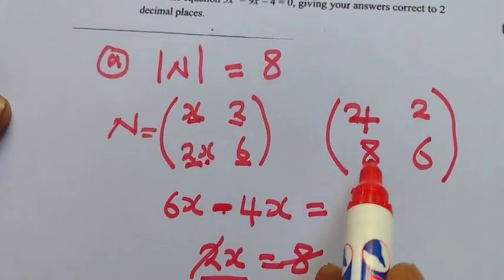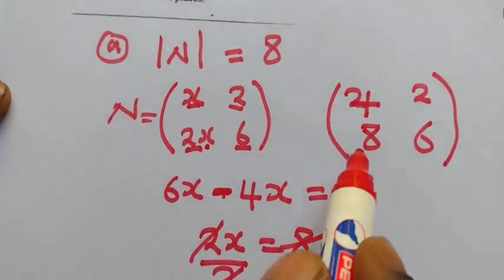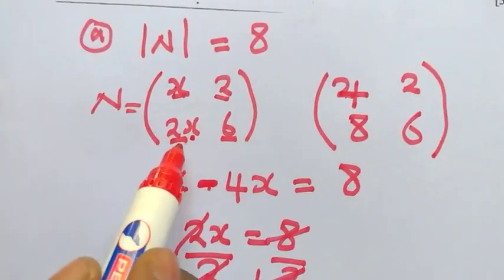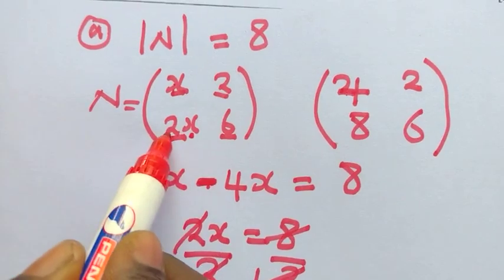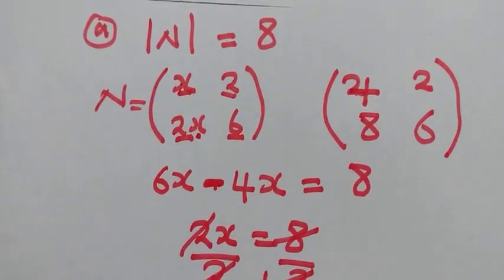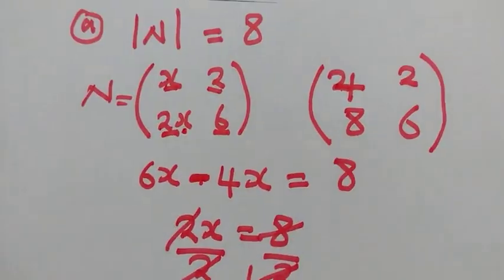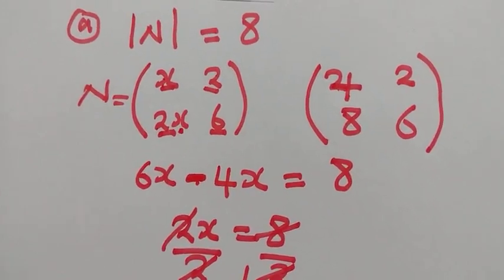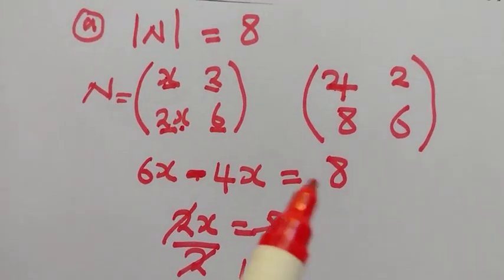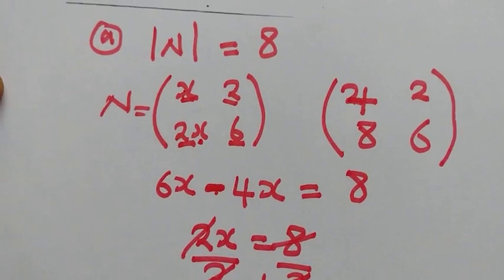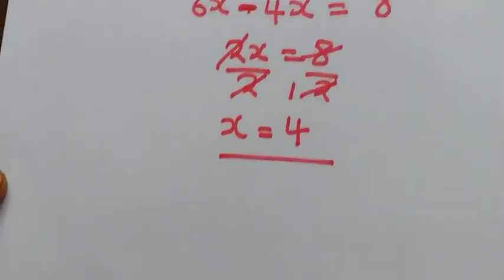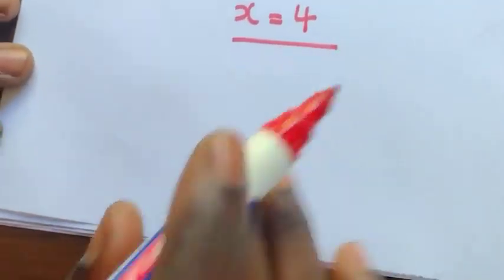4, 2, 8, 6. How have we come up with 8? Remember, here we have 2x. So 2 times the value of x, which is 4. So 2 times 4, 8. Don't forget that. The reason why I have done that is because we are coming to question 2. So let's now look at question 2.